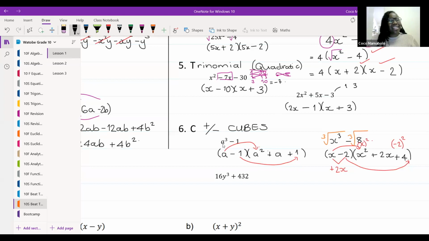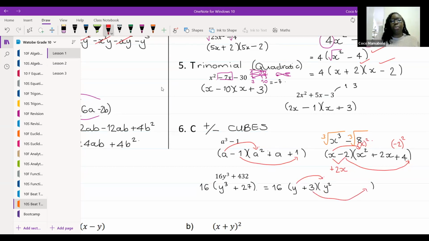All right. So my HCF over here, guys, is 16. So I need to take 16 out. If I take 16 out, I'm going to have y cubed plus 27 left, and then I can factorize that. So I'm going to have a 16 on the outside, open a small bracket, open a big bracket. Over here, I'm going to take the cube root of y cubed, which is y, and the cube root of 27, which is positive 3. Then y squared will give us y squared, and 3 squared will be 9. For the middle number, we go y times 3, which gives me 3y, but I need to change the sign from positive to negative. So in the middle, I'm going to have minus 3y.